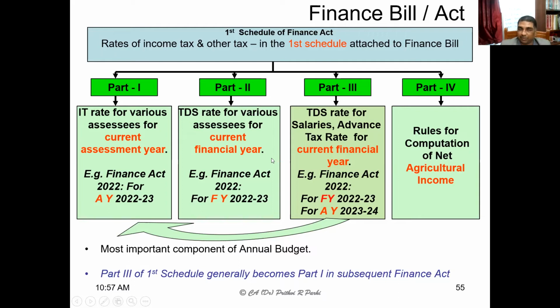The budget is coming in February. The financial year will start from 1st April. So before that, what will be the TDS rate? At what rate does tax have to be deducted? Those rates are also mentioned in this budget. But in which part? Part 2. Got it?